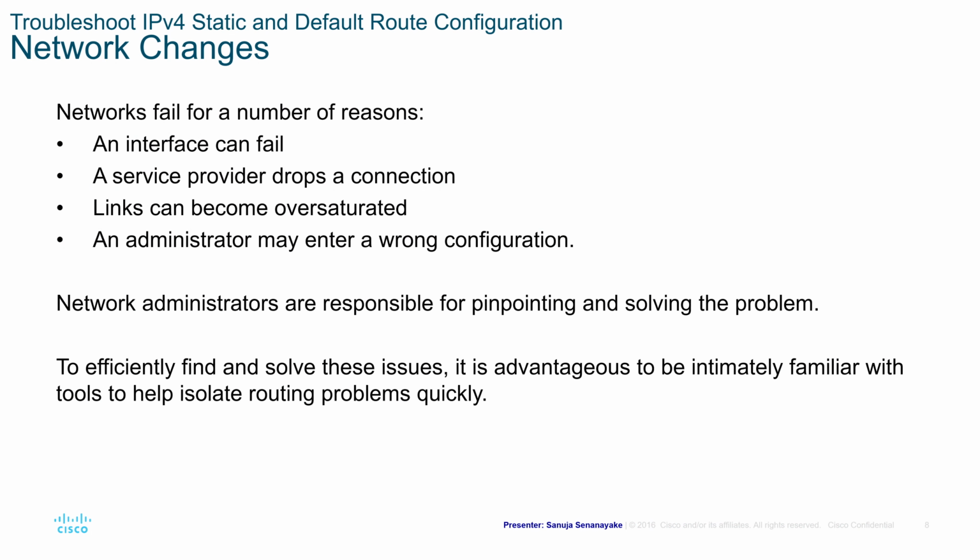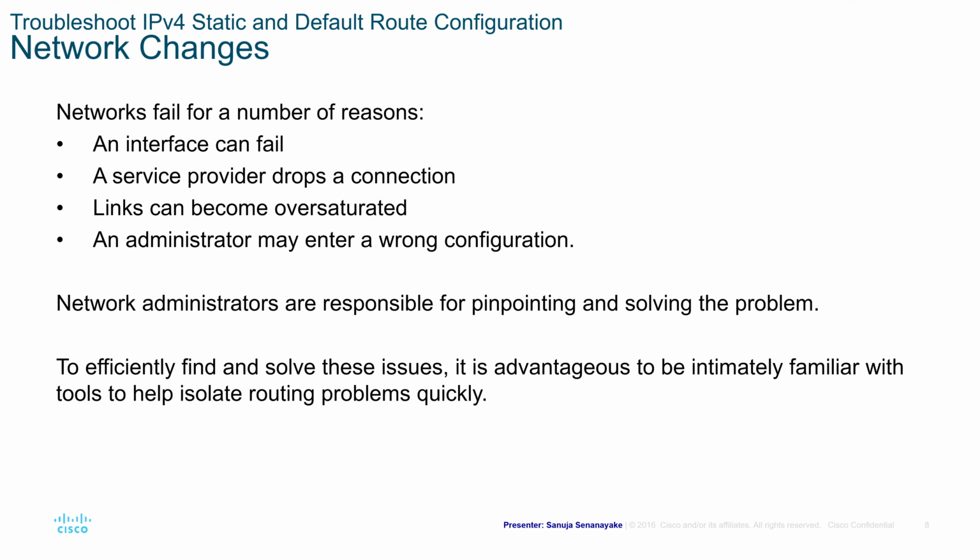Networks change, and networks fail for a number of reasons. An interface can fail, a service provider drops a connection, links become oversaturated with multiple connections, or there is bandwidth saturation. An administrator may have entered a wrong configuration, causing the network to go down or even slow down. Network administrators are responsible for pinpointing and solving these kinds of issues.